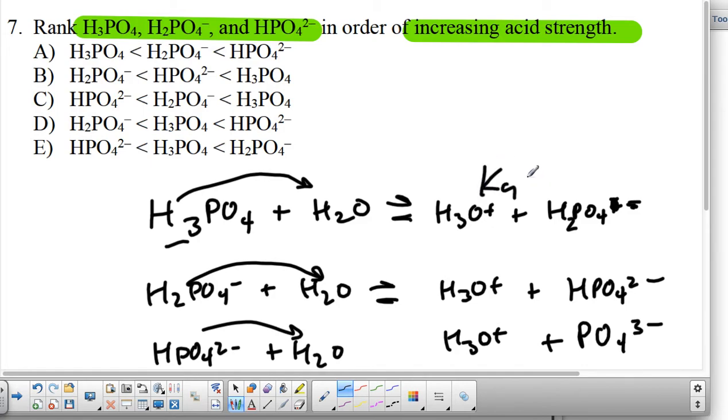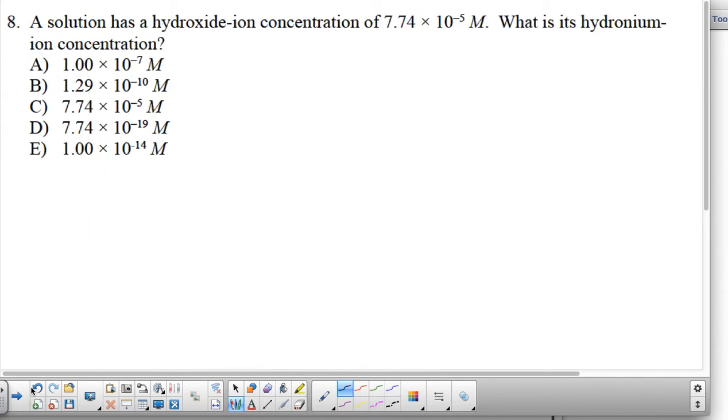What we say is each H comes off less and less. So this Ka value would be the largest, the second Ka value would be smaller, and the third Ka value would be even the smallest. So when you go to rank polyprotic acids, the correct answer for number 7 is going to be C, because the one that comes off first is the strongest, the second one is a little less strong, and the final one, or the weakest one, is going to be the last H coming off.